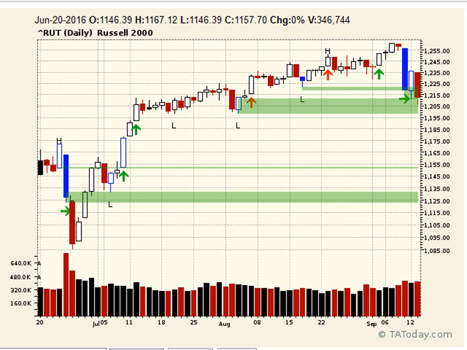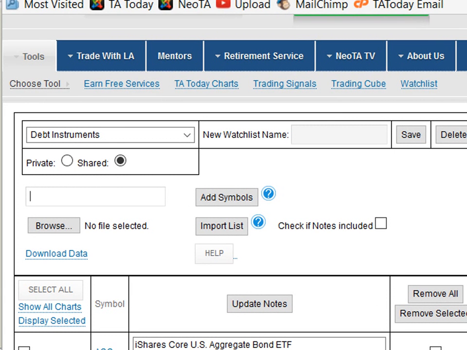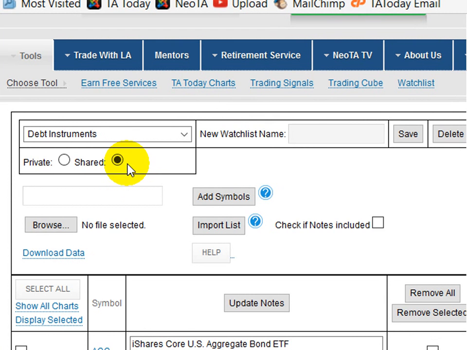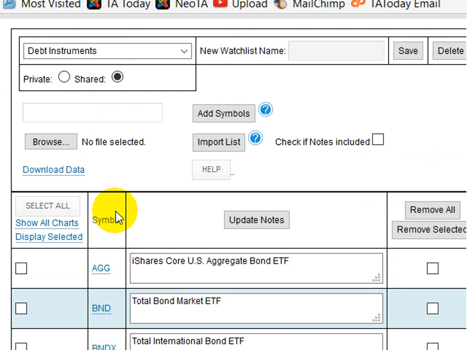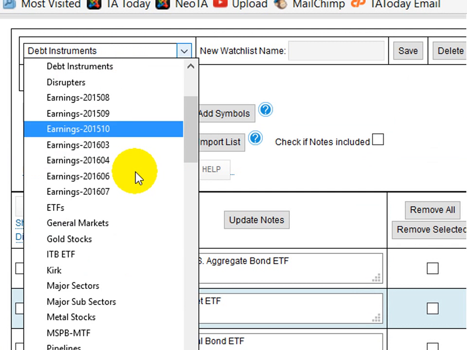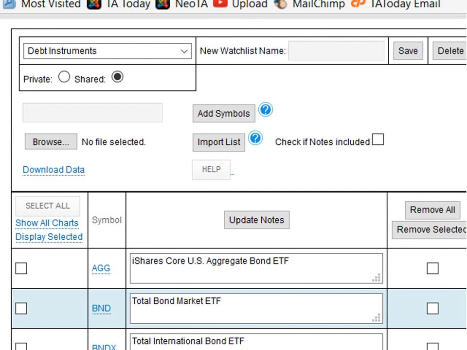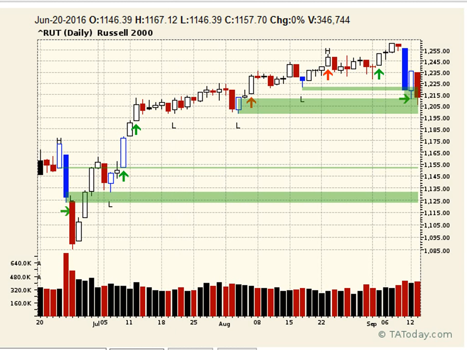Let's go look at the bonds, though, because I think this is the bigger story that's taking place out here. So let me pop up my debt instrument shared watch list. What is a shared watch list while we're here? If you're a member, you have watch lists here that you can share with other people. I have gobs and gobs of them I share. And those watch lists are things that I'm watching, things that I'm providing to you and others that I think are good ideas.